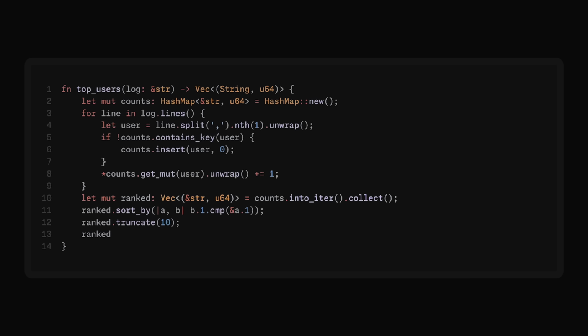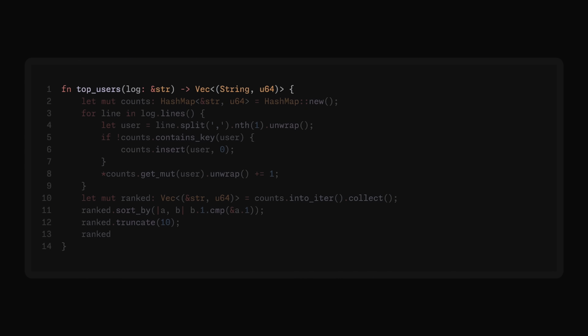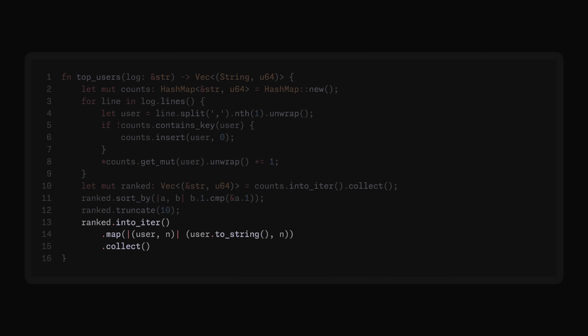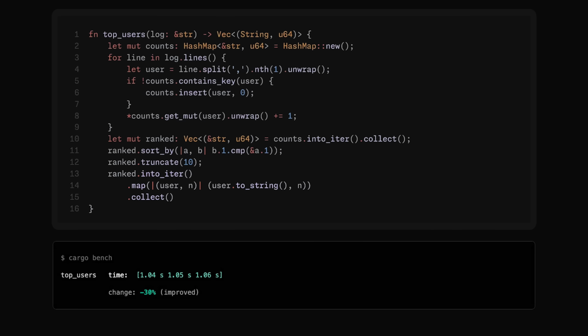Now one thing is left, and this is the part we have to be careful with. The function still promises to return owned strings, but ranked now holds string slices. So right at the very end, we convert only the 10 returned string slices into owned strings. That's 10 allocations instead of 20 million. That cuts the runtime from 1.5 seconds to just about 1 second. A 30% speedup just by removing unnecessary memory allocations. That's a great first optimization.